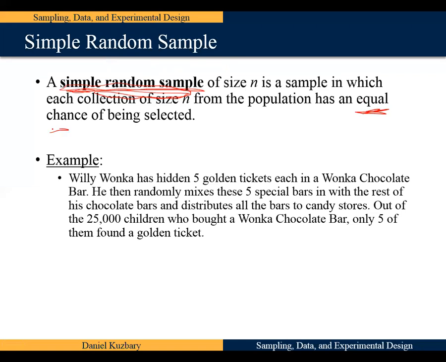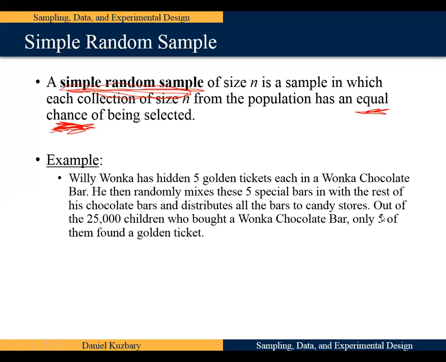We use the word biased to imply things are not random. So when things have an equal chance of being selected, they're not biased. But when they're not equal, we call them biased. So here's another example. Imagine that old book movie, Willy Wonka. He's hidden 5 golden tickets in 5 Wonka bars, and then he throws those Wonka bars into the mix of all the other Wonka bars. He mixes them up, and they're just randomly dispersed in there, and then he sends them out to all the stores. And 25,000 children each bought a Wonka bar, and only 5 of them found a golden ticket.